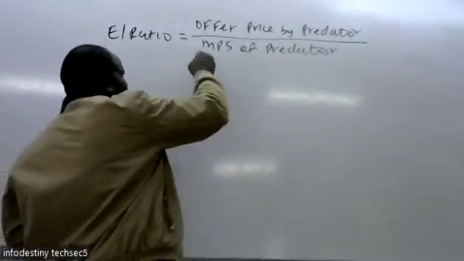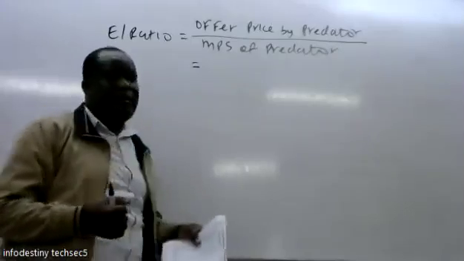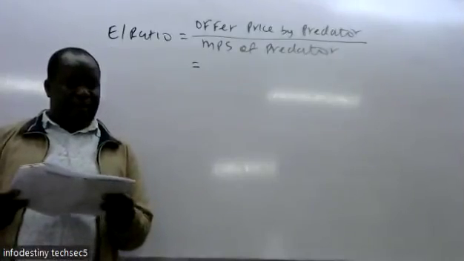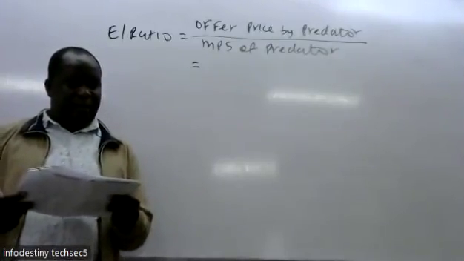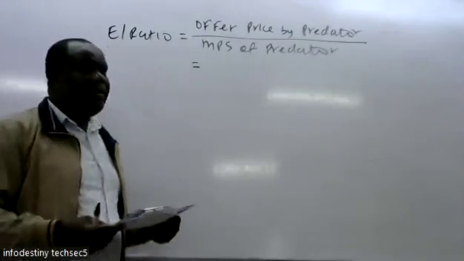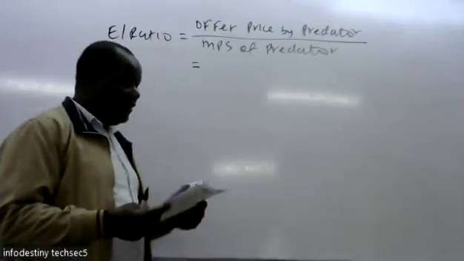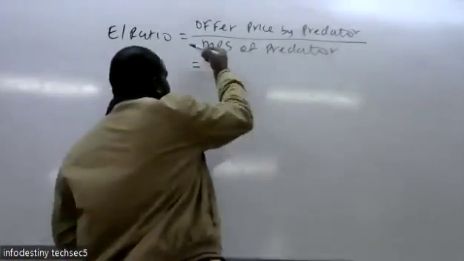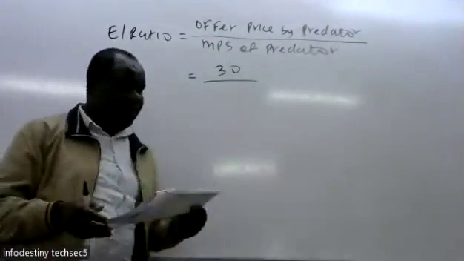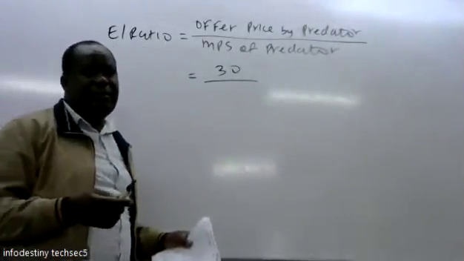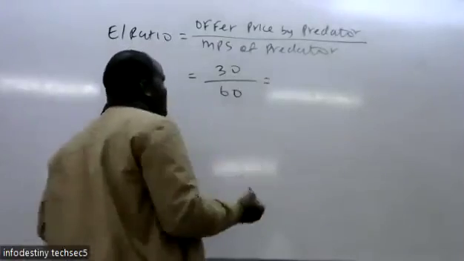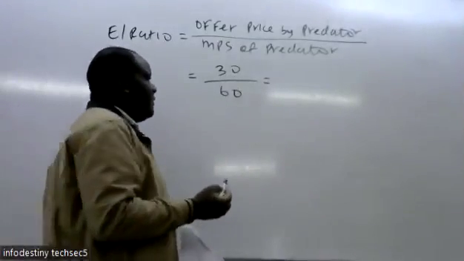So this time round, they have given you the new offer price by the predator. It was given in Roman letter 3, a price of 30. We divide by the market price per share of the predator. Remember, it was meant to be 60. So, the same as 0.5.